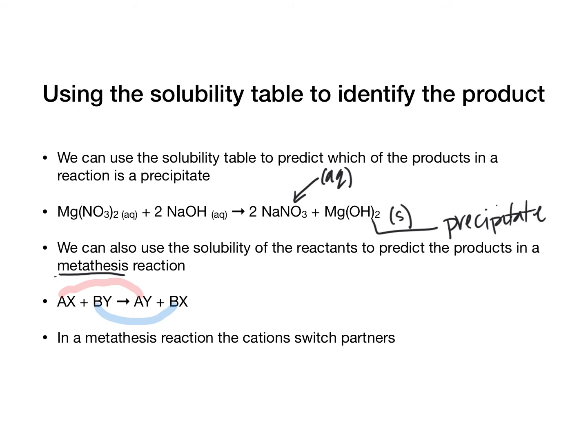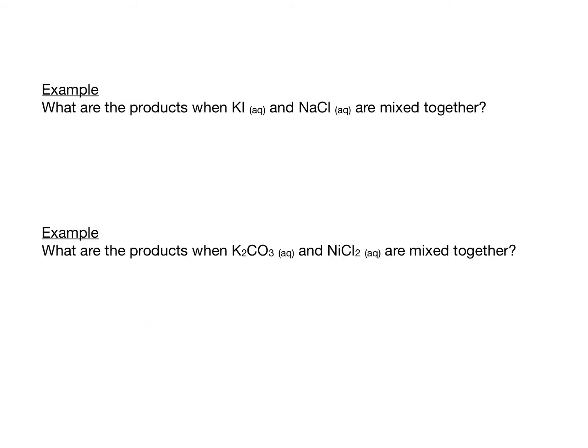So what we did is the A and X separated, and the two cations now have different anion partners. So when we think about this, no matter what it is, if we can figure out what the components are on the left, we can predict what they are on the right. So let's look at some examples. So what are the products when aqueous potassium iodide and sodium chloride mix together? So in this case, we know that the sodium and the potassium are going to switch partners. So we will get sodium iodide plus potassium chloride.